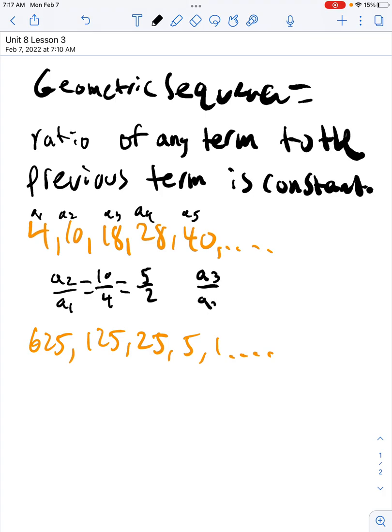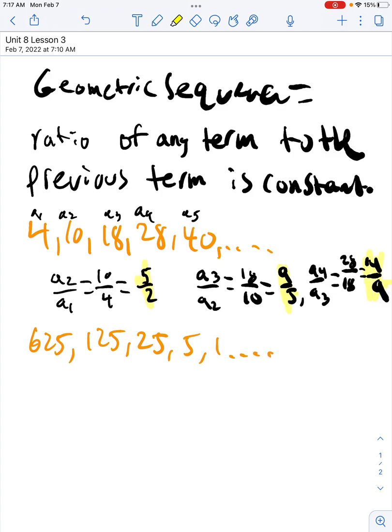And then I'm going to do that with the third term over the second term, which would give me 18 over 10, which is 9 over 5. And then just for good measure, let's do the fourth term divided by the third term, which is 28 over 18, which equals 14 over 9. So I'm looking at this number, and this number, the ratio, and they are not the same. So this would be no, it is not geometric.